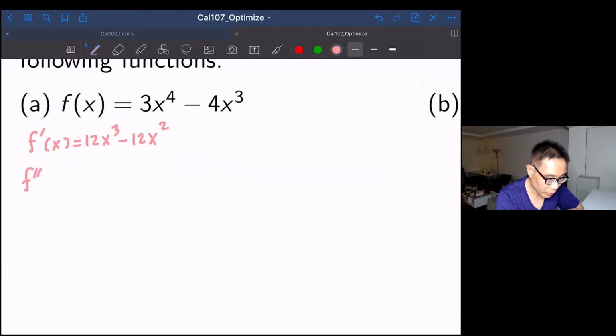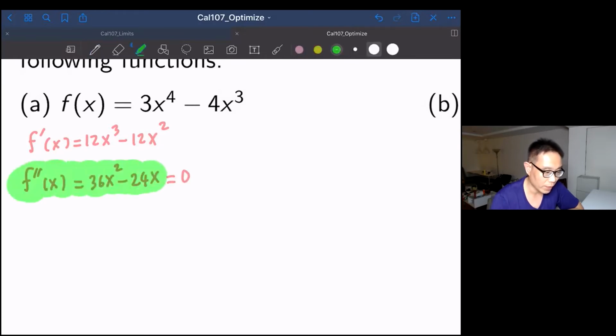The second derivative will be 36x squared minus 24x. Okay, and we set this equal to 0. This is your second derivative. Let me highlight this one because we need the sign of this guy.